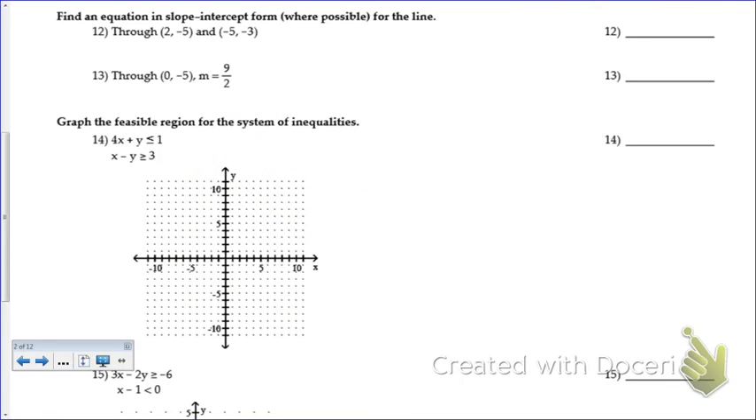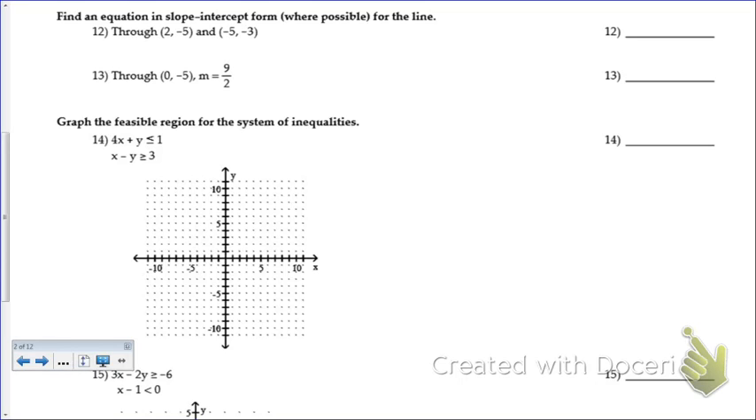On 12 and 13 it says find an equation in slope-intercept form where possible for the line. Those are the same kinds of problems that we had just a couple of seconds ago. This time you're given two points, so you have to find the slope first. Then you're going to put it in point-slope form and solve for y to have it in slope-intercept form. 13, you have a point and a slope already, so you don't have to go through to find the slope.